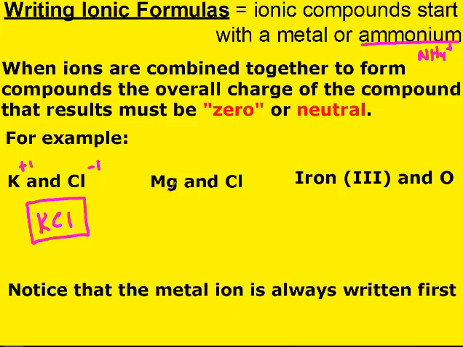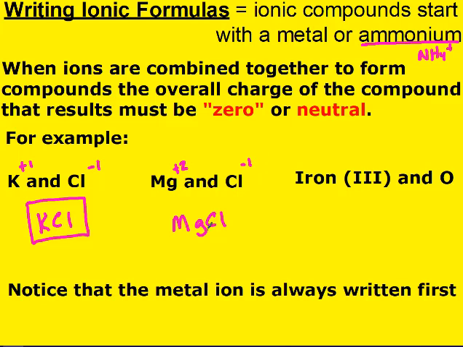For the next one, magnesium, we look on the periodic table and find its charge is +2, and chlorine is still -1. Those do not add up to 0 if I just had one of each of them. So I need to figure out what the lowest common multiple is and say, well, I would need 2 chlorines to cancel out 1 magnesium. So I get MgCl2.